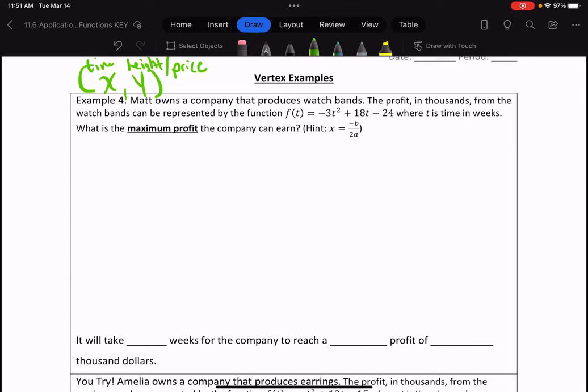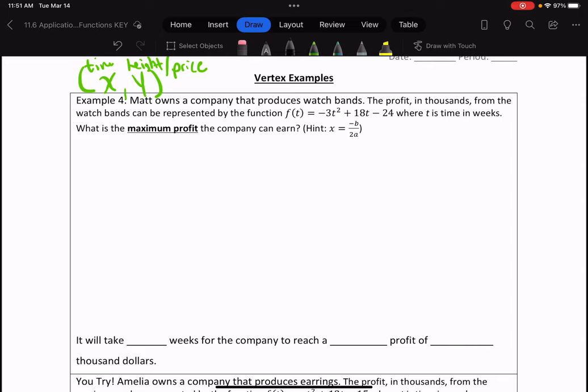So let's look here. It says Matt owns a company that produces watch bands. The profit in thousands from the watch bands can be represented by the function f of t equals negative 3t squared plus 18t minus 24, where t is the time in weeks. We want to find the max profit the company can earn. So guys, we could do this by converting from standard form to vertex using completing the square. Or we could make it easy on ourselves and just use the axis of symmetry formula to find that x value, plug it in to find the y value.